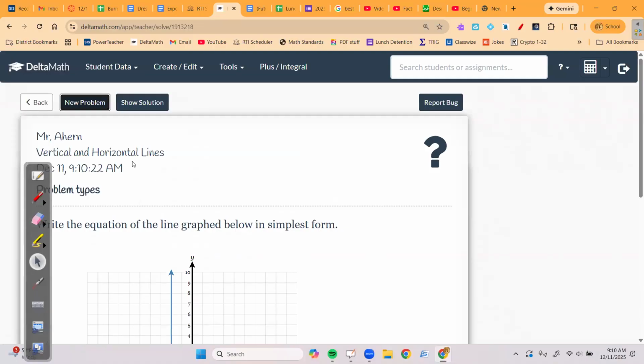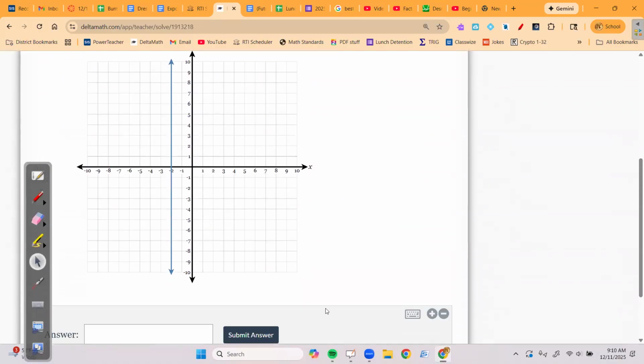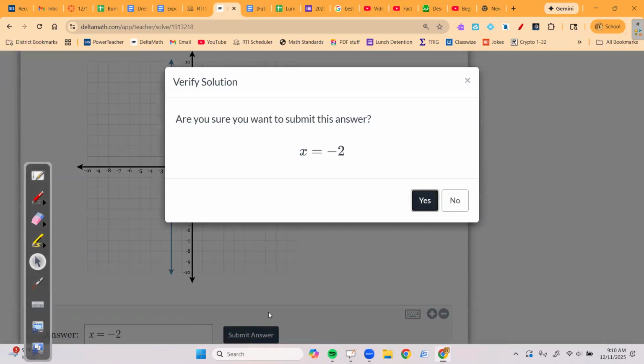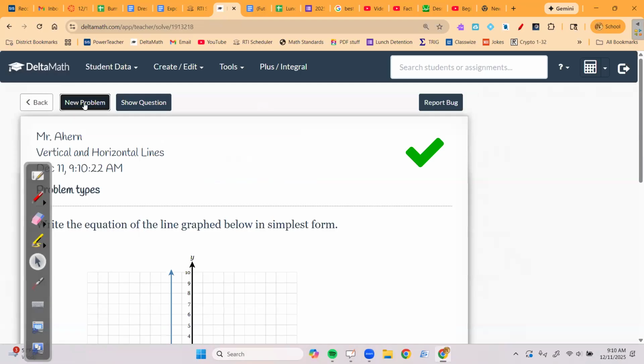Let's do a new problem. What's this one going to be? X equals. Very good. -2. Because we know vertical is x equals. The location is the key.